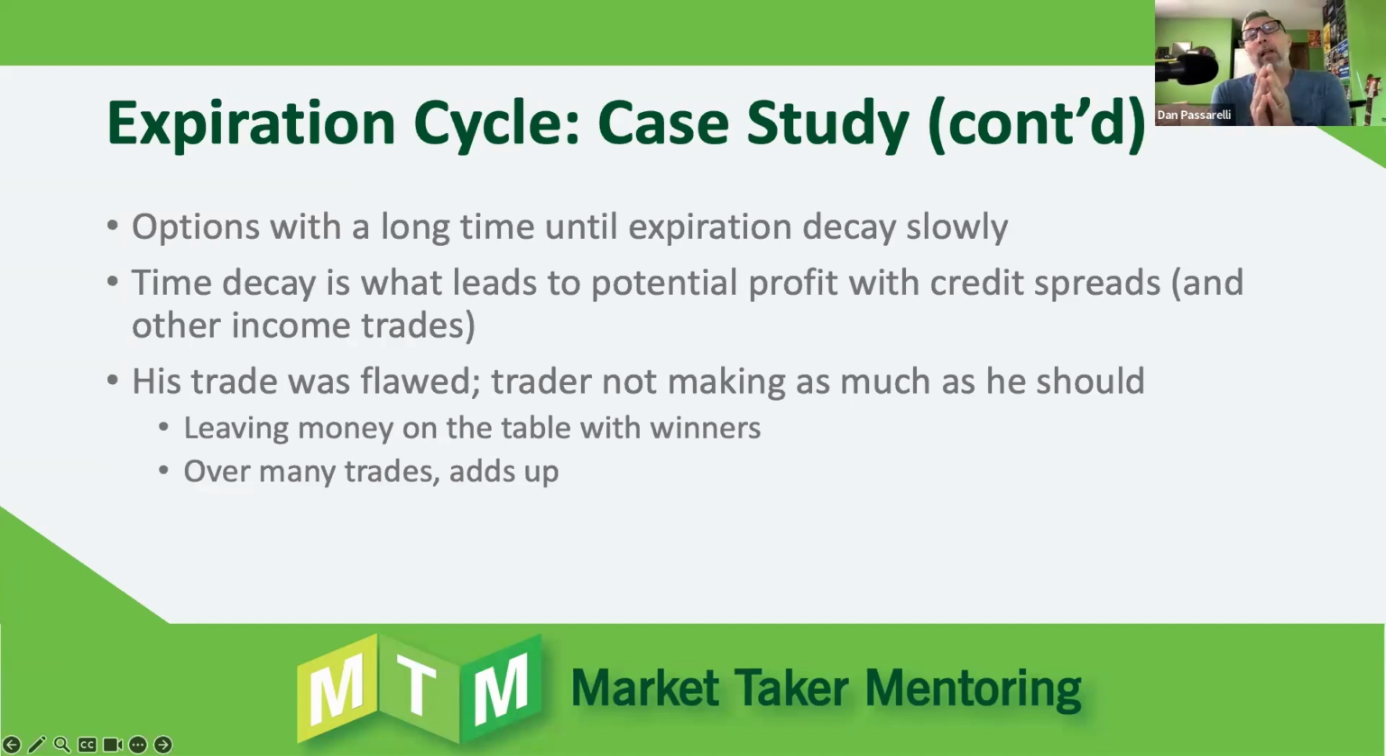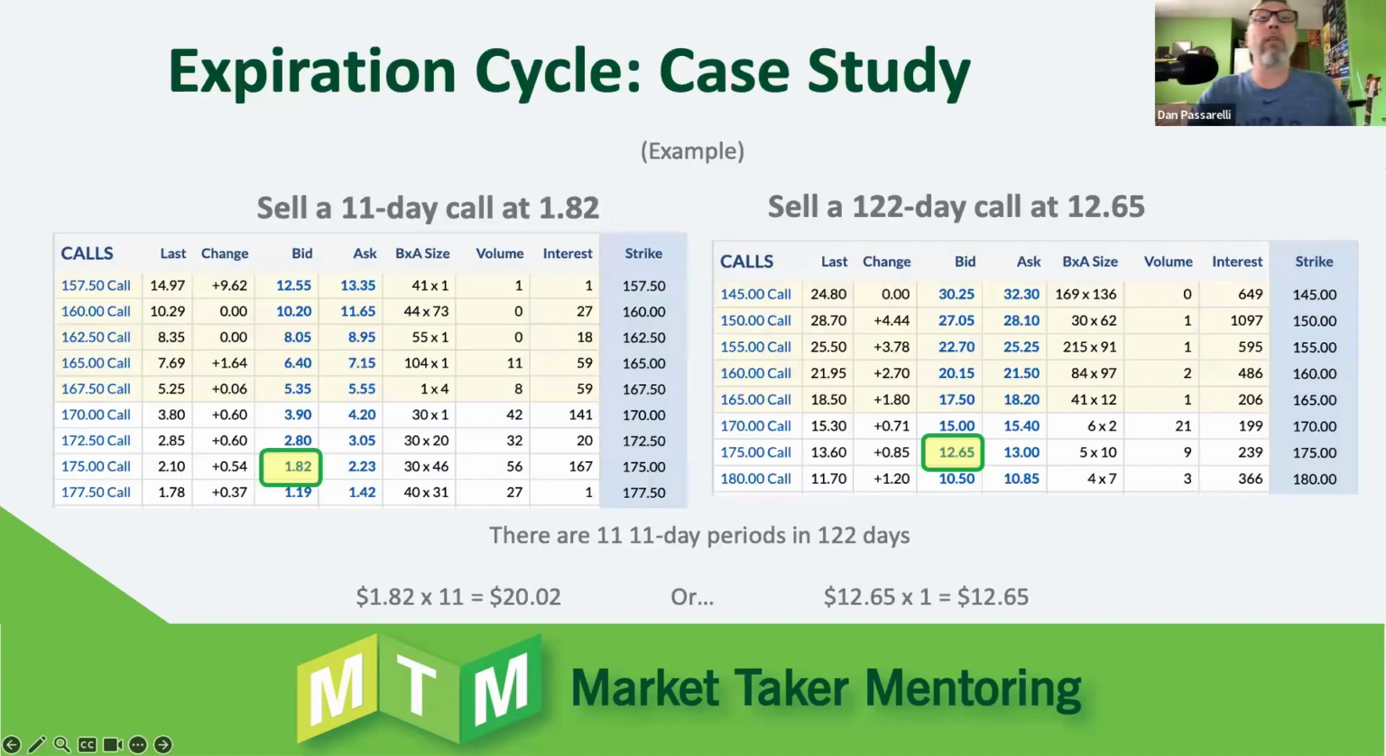So Larry's trade was kind of flawed here in that because the theta or the time decay is very small for 5 month options, he's leaving a lot of money on the table with his winners, and he could have done so much better selling a series of short-term options instead. For example, in this option, we could have sold an 11-day call, 175 strike call. The stock was at like 168 or something. Could have sold the 175 strike call that expires in 11 days at $1.82.